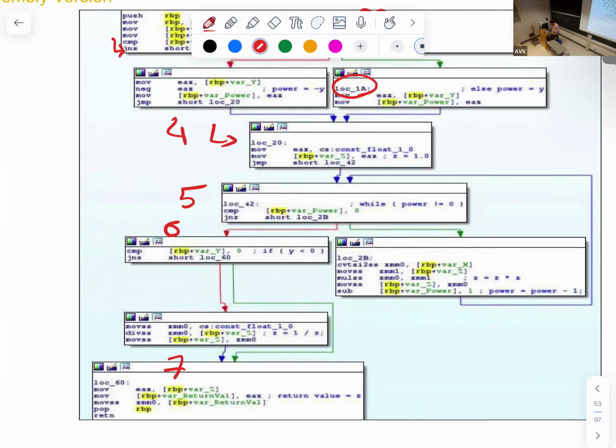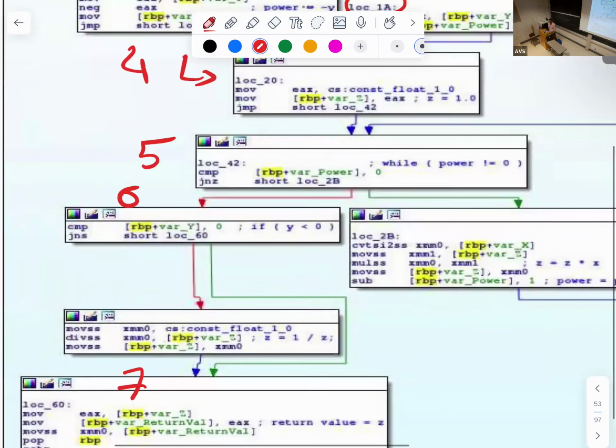We're good? This could be good practice for you, if you're curious about how the assembly representation of the same code works. This is how it works.